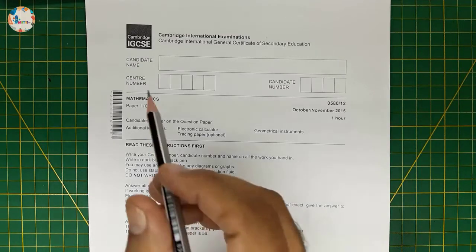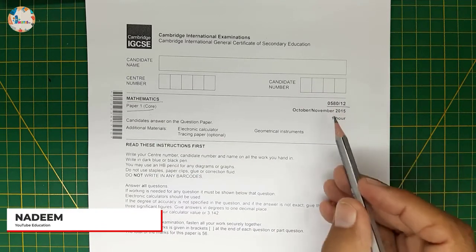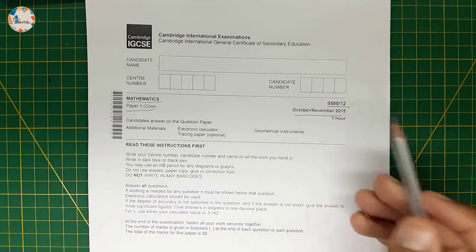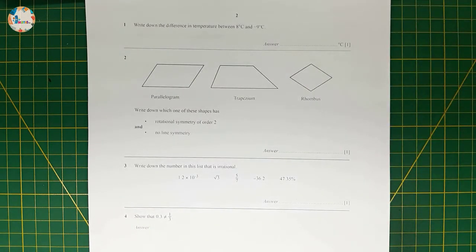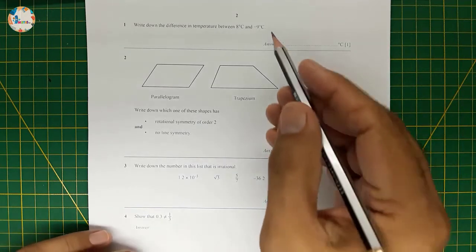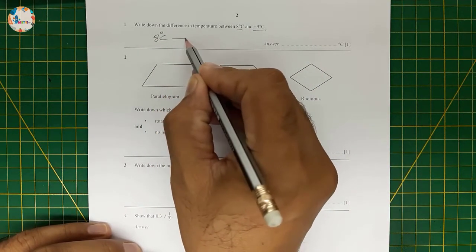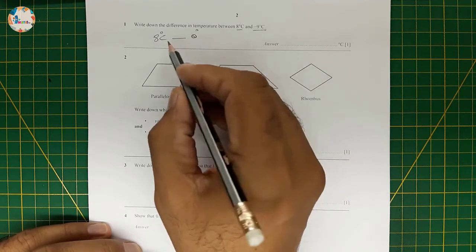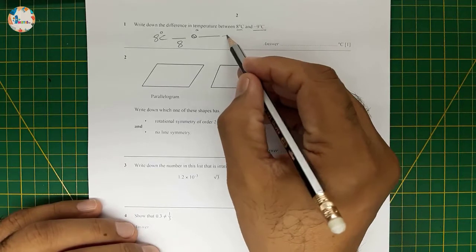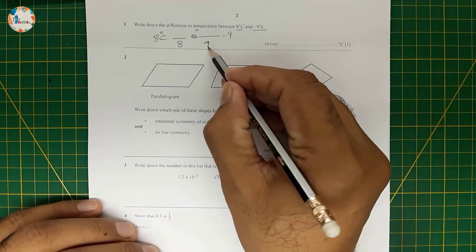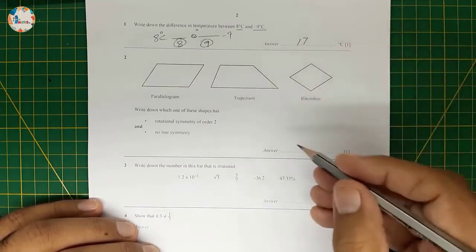Today we'll be going through Cambridge IGCSE Mathematics Paper 1 Core, 0580/12, October-November 2015. Question number 1. Write down the difference in temperature between 8 degrees Celsius and minus 9 degrees Celsius. From 8 degrees Celsius to 0 degrees Celsius will be 8, and from 0 to minus 9 it will be 9 more degrees, so 8 plus 9 will be 17 degrees. So 17 is the difference.